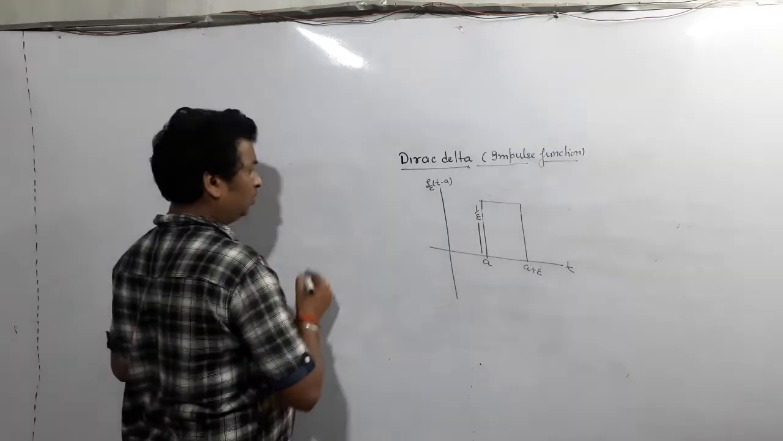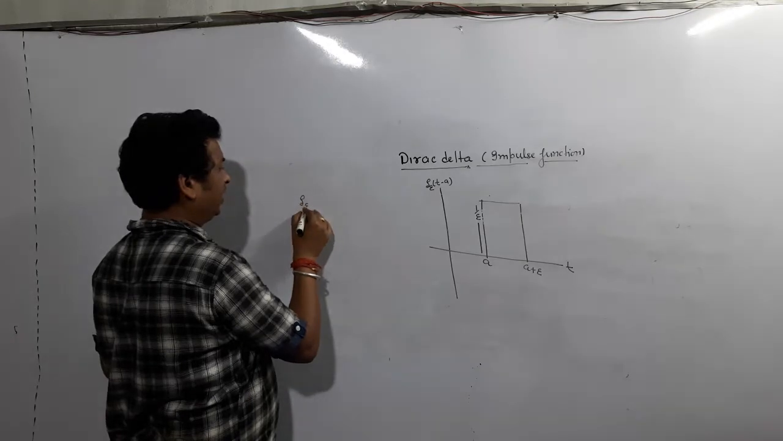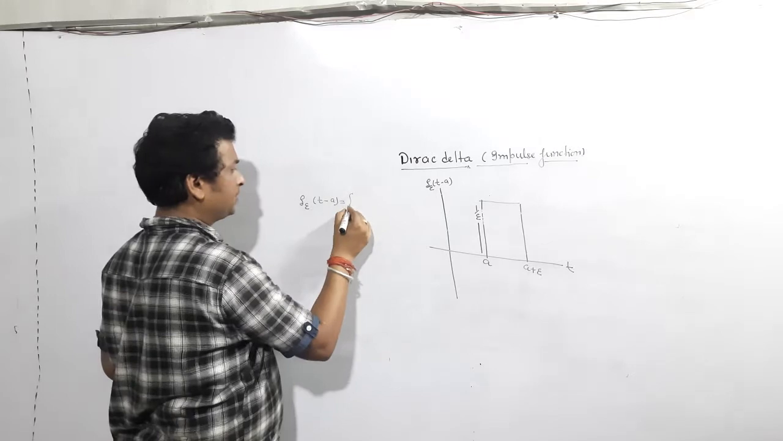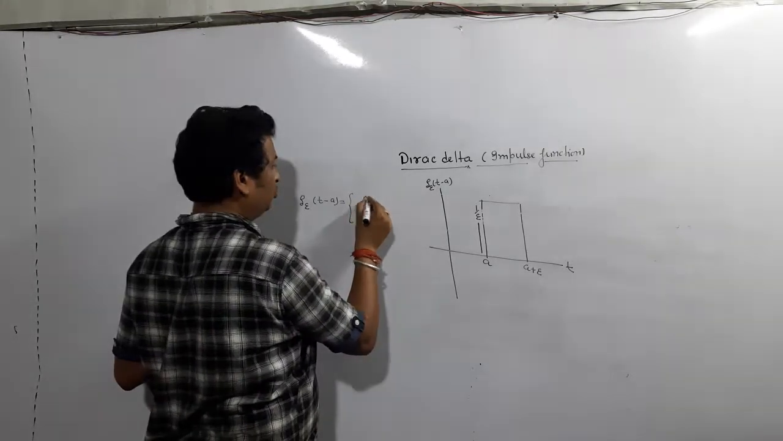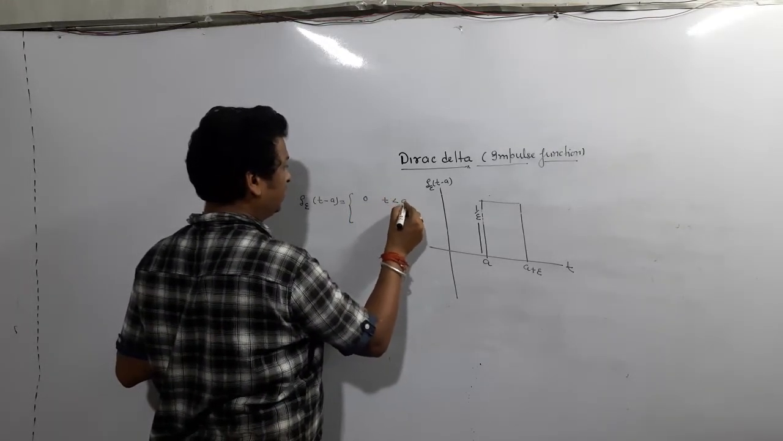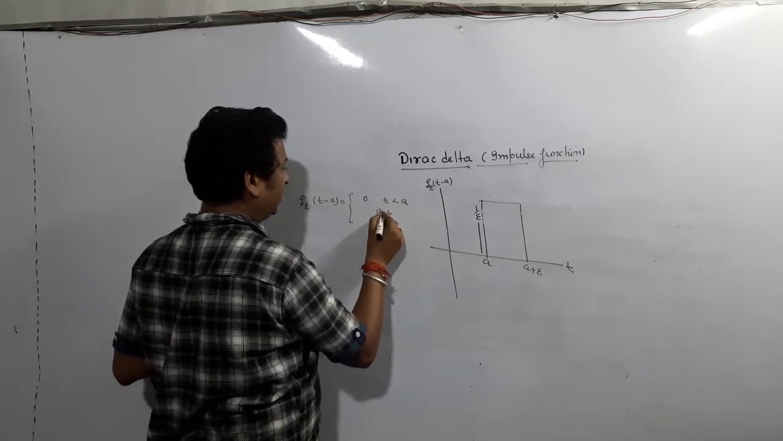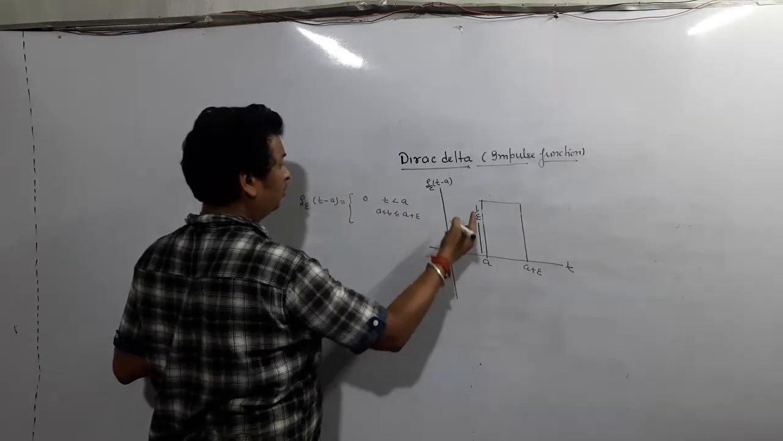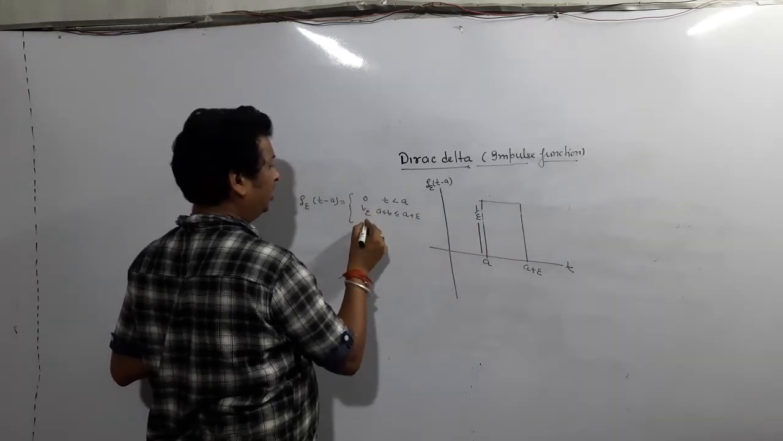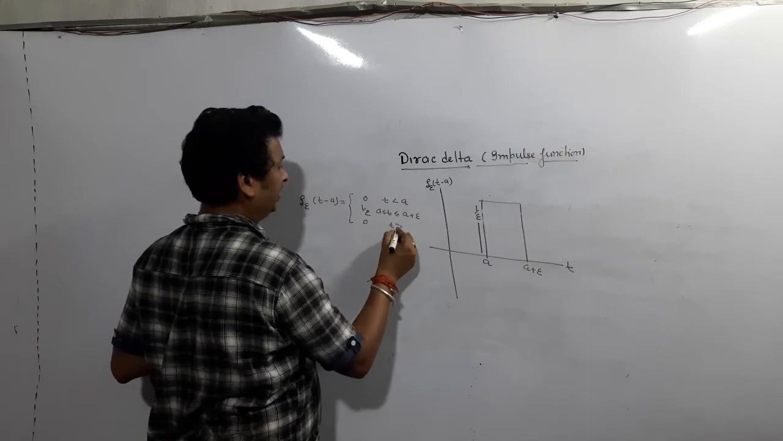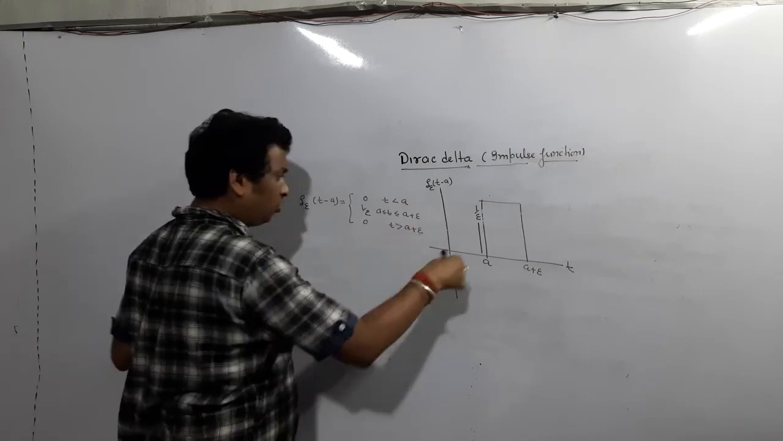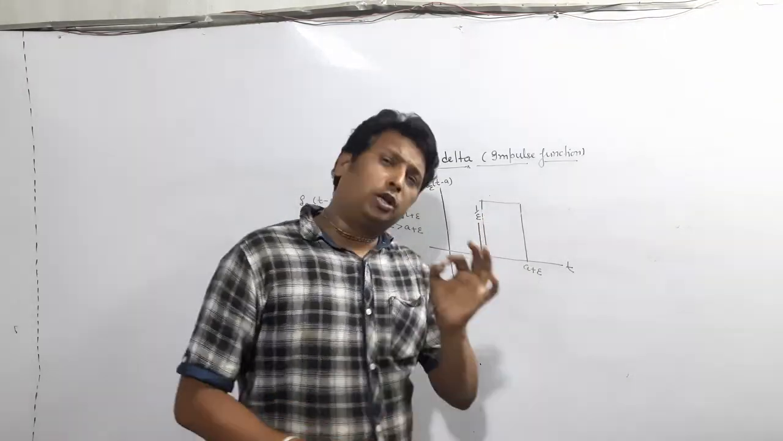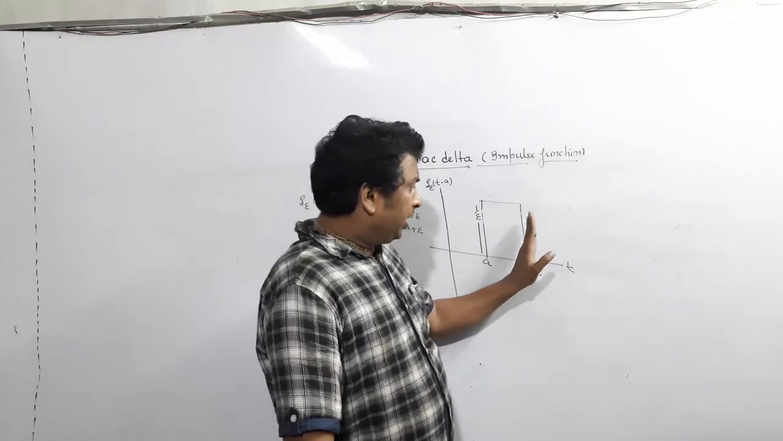So, how do we define delta epsilon of t minus a? This is 0 for t less than a; for t greater than a and less than a plus epsilon, what is the value? 1 by epsilon; and 0 when t is greater than a plus epsilon. So only for this small interval it is defined, and the value is 1 by epsilon.